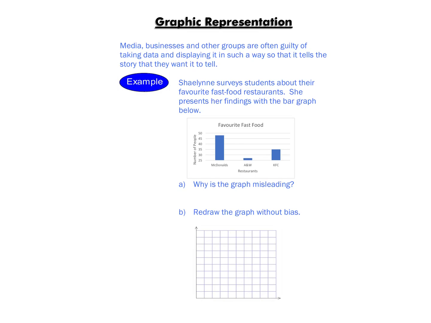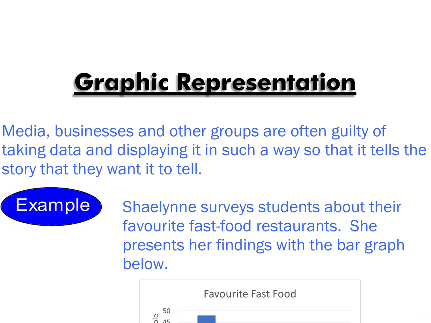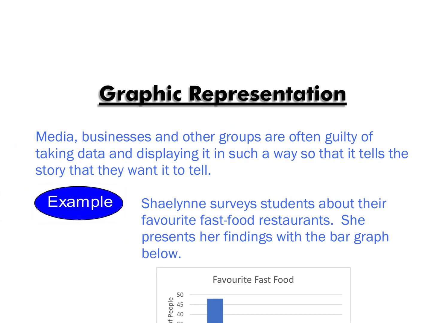Today's lesson is on graphic representation. Media, businesses, and other groups are often guilty of taking data and displaying it in such a way so that it tells the story that they want it to tell. So the basic idea is here, you can take the same set of numbers and tell 2, 3, or 4 different stories with it if you want to try and spin it in a certain way.